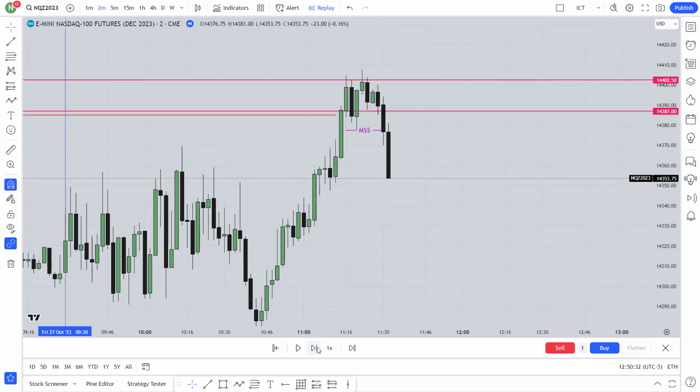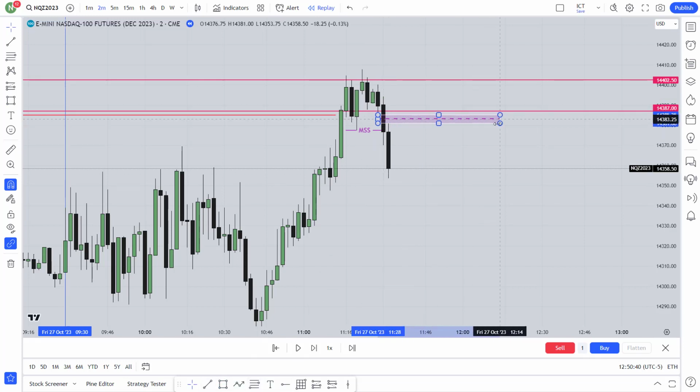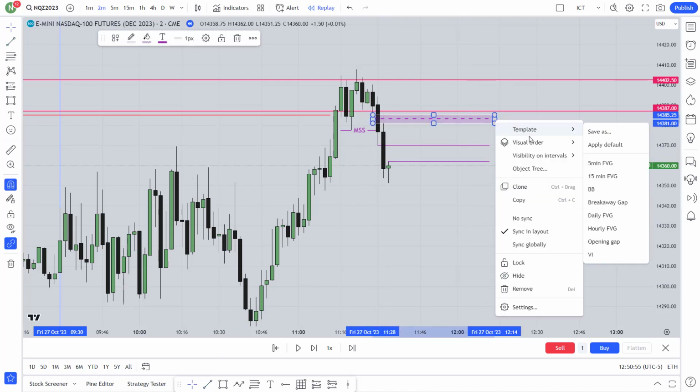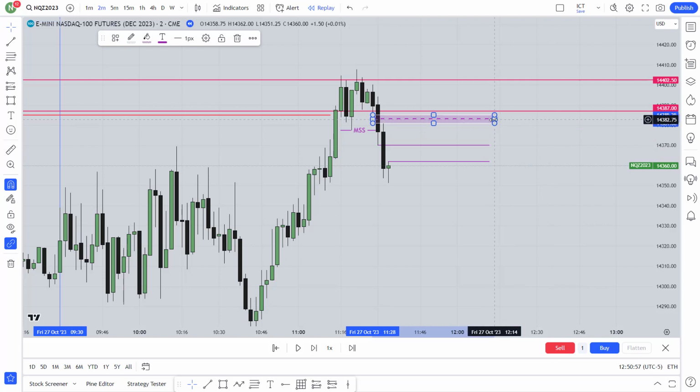Okay, then look over here. So this is my fair value gap. This is my fair value gap. Now I am waiting for one more fair value gap. There is one more fair value gap. What I told you about this: if I see two fair value gaps, then the first fair value gap is my breakaway gap and the second fair value gap is my entry point. Okay, so I'm going to mark this one as my breakaway gap.